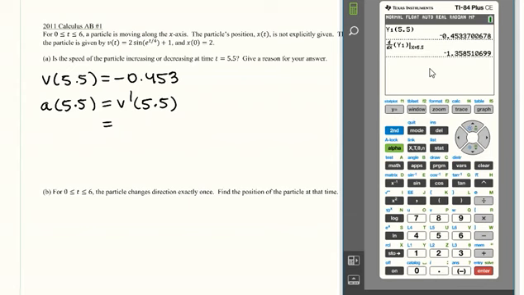And we get negative 1.386, it looks like. Okay, since v and a have the same sign, we conclude that the speed is increasing.